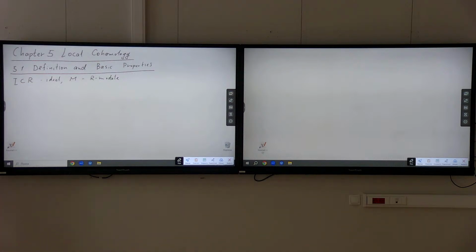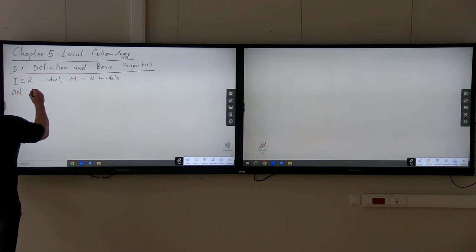It's like the definition of the depth. You need the module, you need an ideal. So for the definition of local homology, you also need a module, you also need an ideal. And in fact, this local homology has relations with the depth. So, definition.